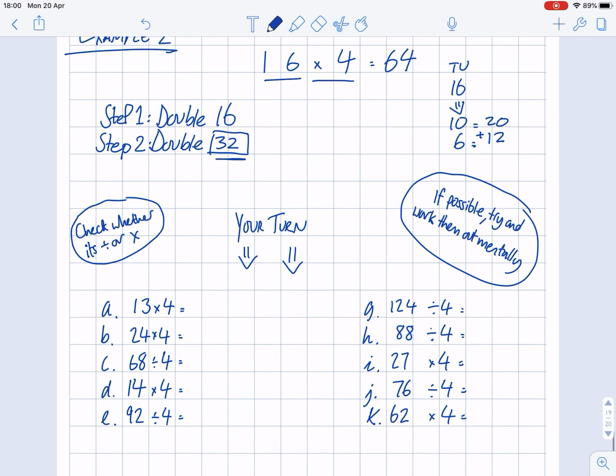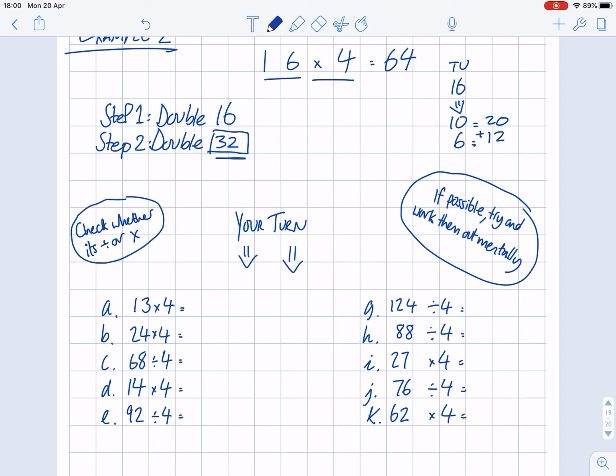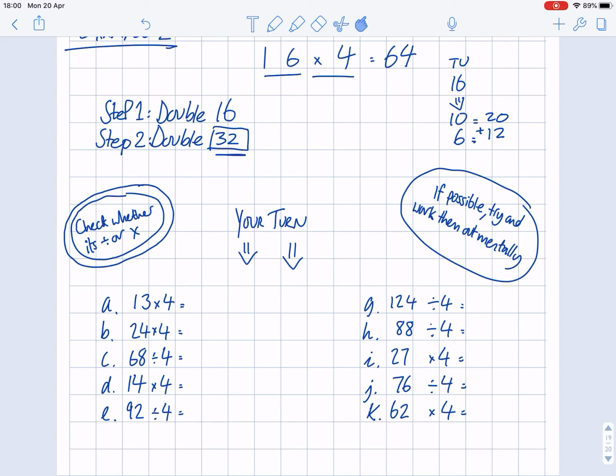So I've said it's your turn now. So I've put here, check whether it's division or multiplication. That's really important because they're mixed. And then here on the right, I've said, if possible, try and work them out mentally. So if you approach one of the questions and you say, oh, that's pipsqueak, well, you do it in your head. So this first one, 13 multiplied by 4.